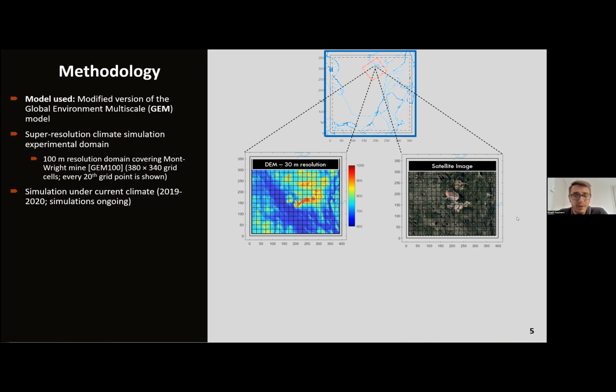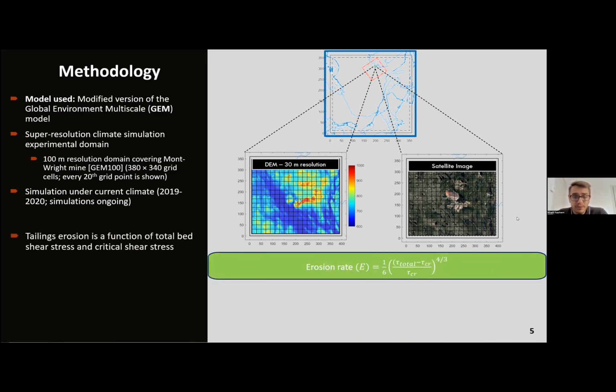The 100-meter domain over Montrite consists of 380 by 340 grid cells, and the grid is shown every 20th grid point. Also, the SRTM digital elevation model at a 30-meter horizontal resolution is used for this simulation.